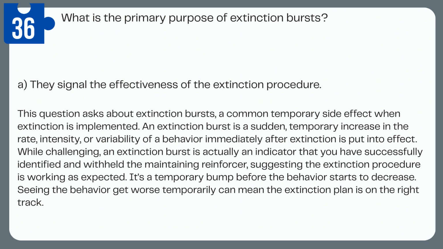is put into effect. While challenging, an extinction burst is actually an indicator that you have successfully identified and withheld the maintaining reinforcer, suggesting the extinction procedure is working as expected. It's a temporary bump before the behavior starts to decrease. Seeing the behavior get worse temporarily can mean the extinction plan is on the right track.